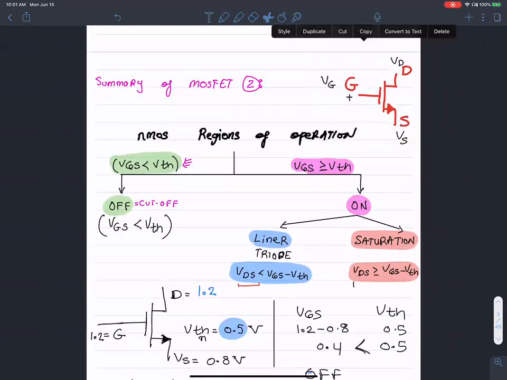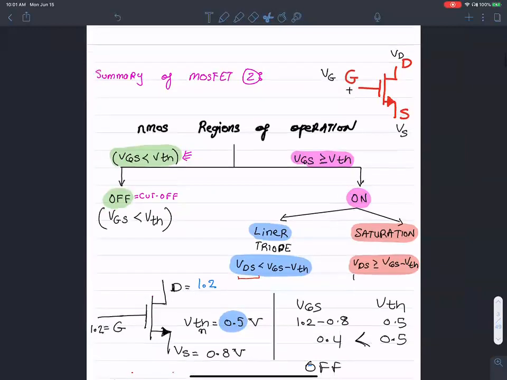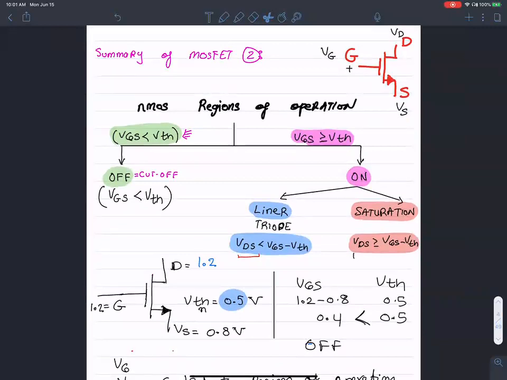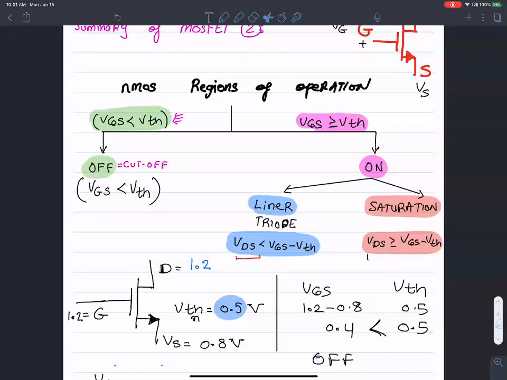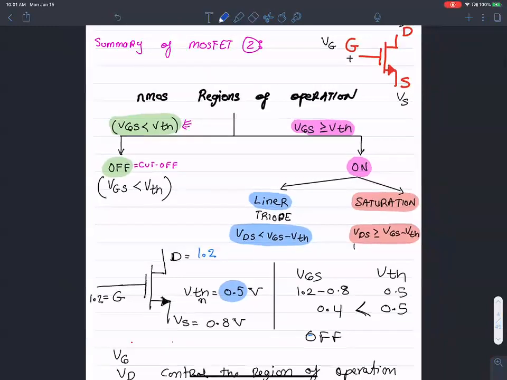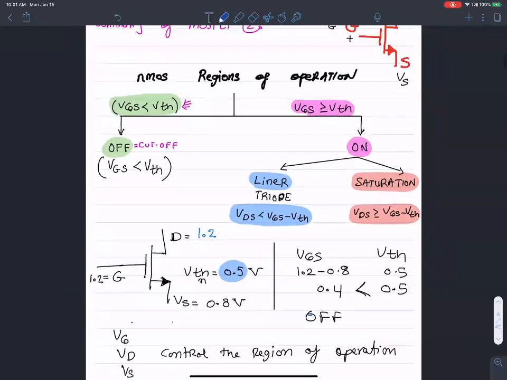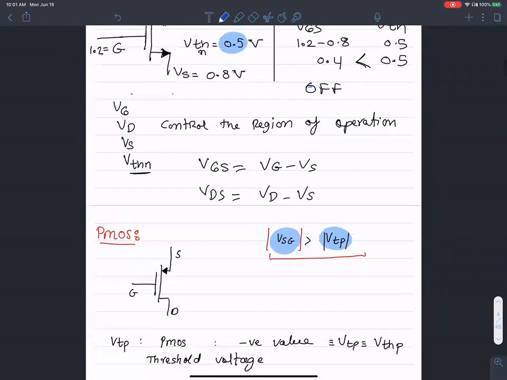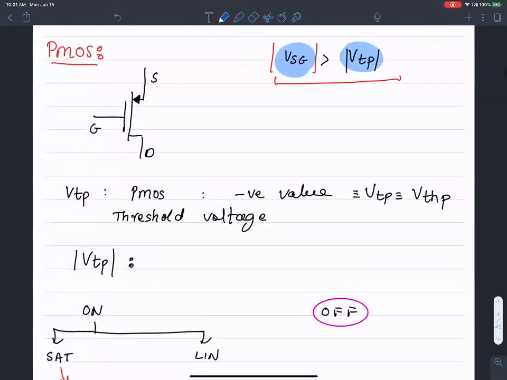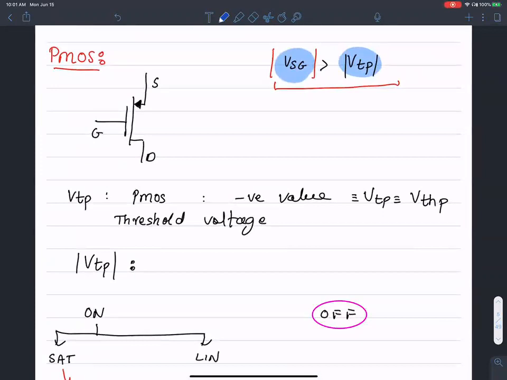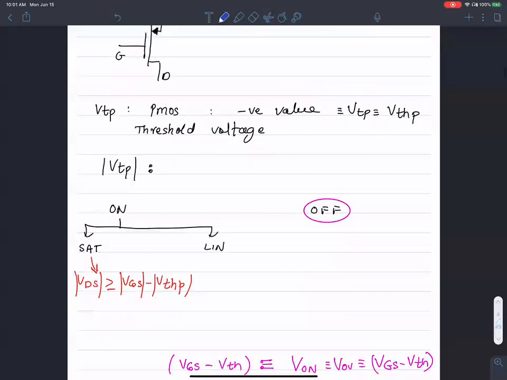The different regions of operation are cutoff, saturation, and linear. We looked at the conditions for cutoff, saturation, and linear. We looked at the terminal characteristics that determine the linear, cutoff or saturation region, and how it is dependent on the threshold voltage as well. That's something we discussed in the last class. So this is called a voltage controlled current source. We also discussed how this applies to the PMOS transistor with three different regions of operation.